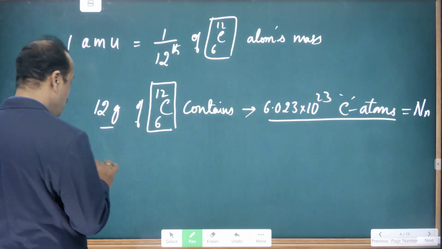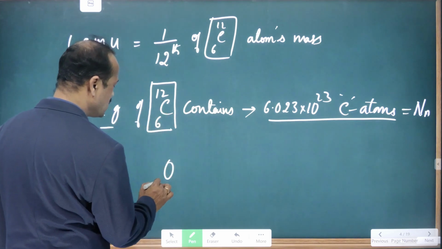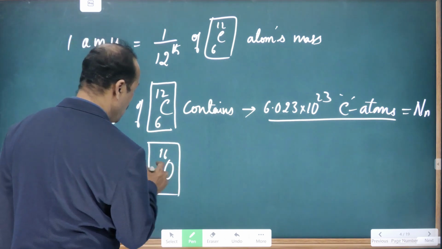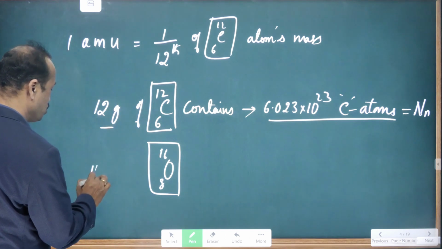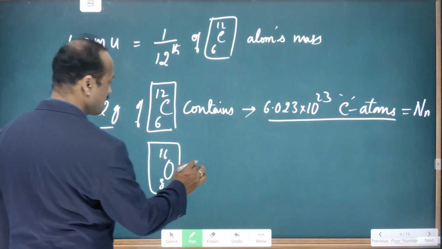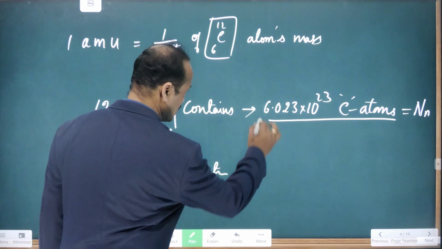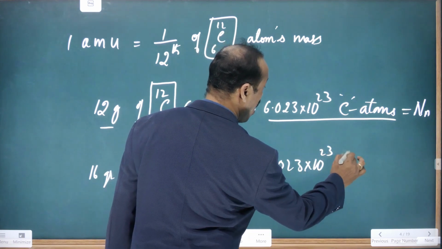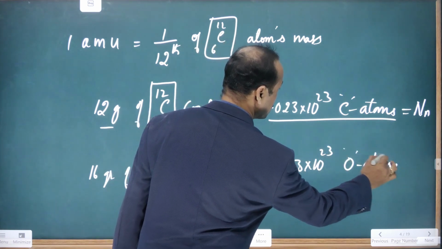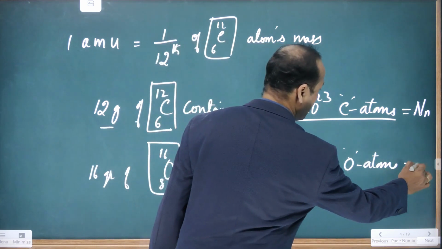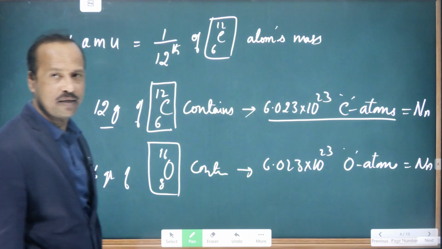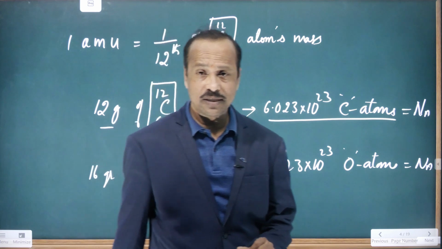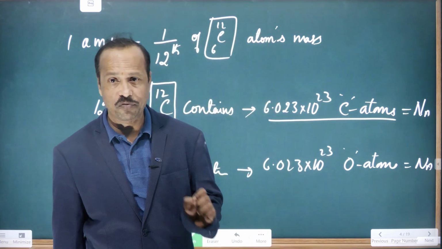Now, for example, if I take oxygen, oxygen atomic number is what? 8. Mass number is what? 16. This is the oxygen. Now, what is your mass number? 16. So here 16 grams of oxygen contains 6.023 into 10 to the power of 23 oxygen atoms. That is again equal to Avogadro's number. Clear? So mole is nothing but a number which is equal to 6.023 into 10 to the power of 23.